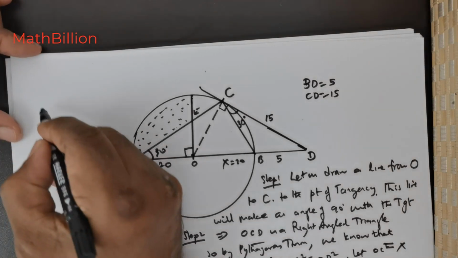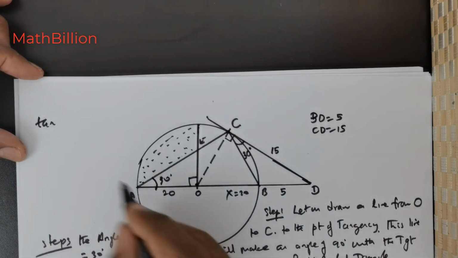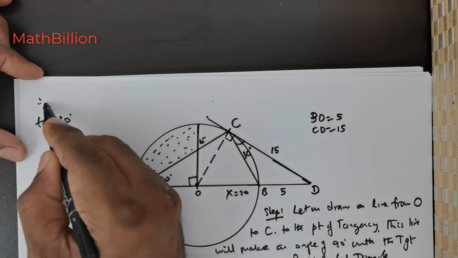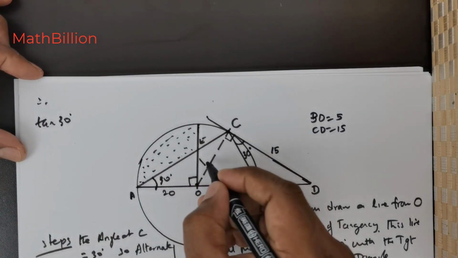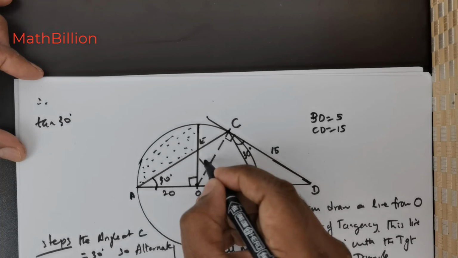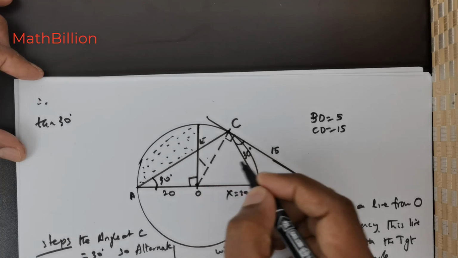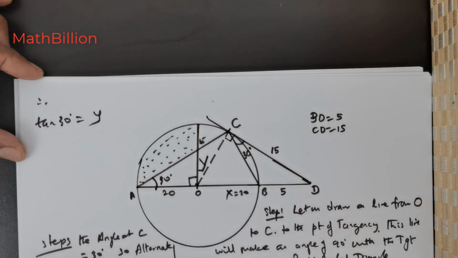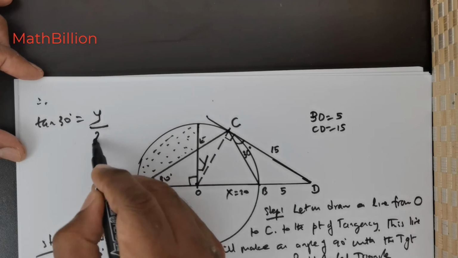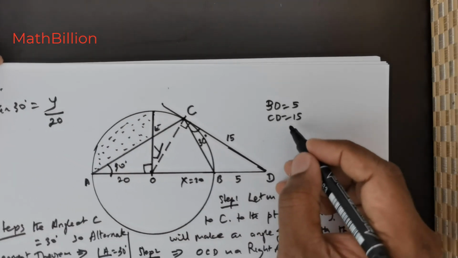So let's move over here. Tan 30, this side is taken to be, what symbol can I take, say some y, right? So tan theta is equal to y divided by 20. Now what is tan 30? Let me show that here.